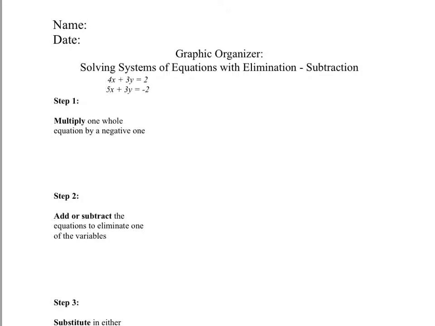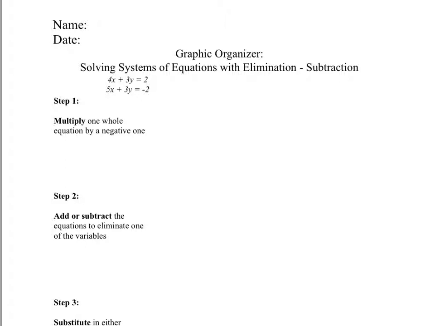So today we're going to be using the elimination method again. It's still the same method as yesterday, but we're going to talk about what happens if the variables don't cancel out exactly. So let's look at the first problem here. You see 4x plus 3y equals 2 and 5x plus 3y equals negative 2.